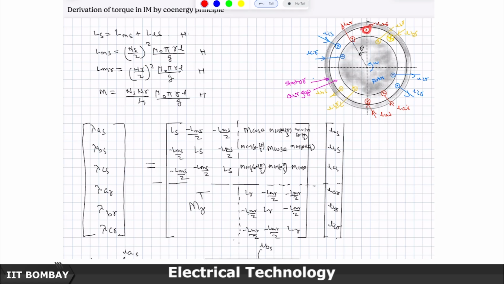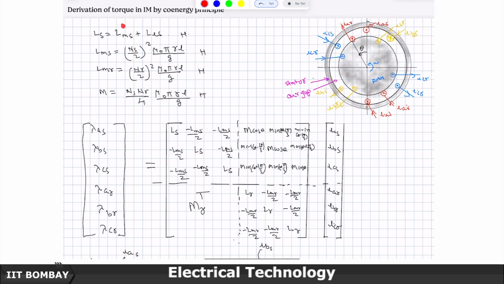So this red line indicates the A phase. The current enters from here, goes down, travels from below, again comes up, and comes out from this dotted terminal. So, the current enters from the cross terminal and comes out from the dot terminal. IA indicates that it is A phase, S indicates that it is a stator winding.